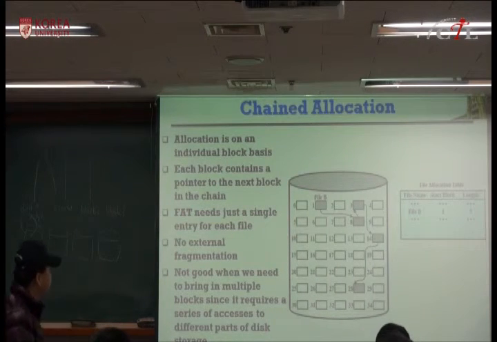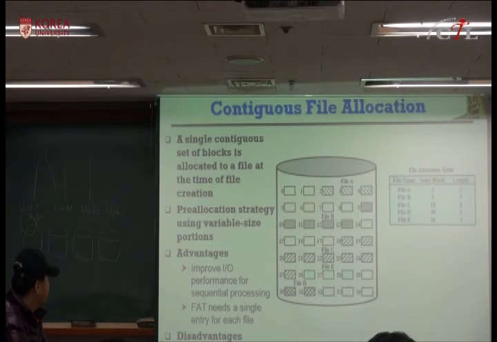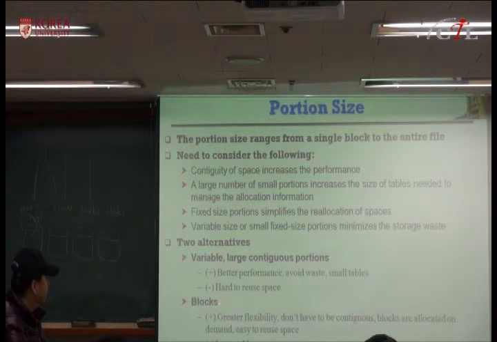Chained allocation means allocation is on an individual block basis. Okay, so this one, blocks, it provides great flexibility. It doesn't have to be contiguous. It's easy to reuse space because these blocks are fixed size. You can allocate to any, but you require large tables.